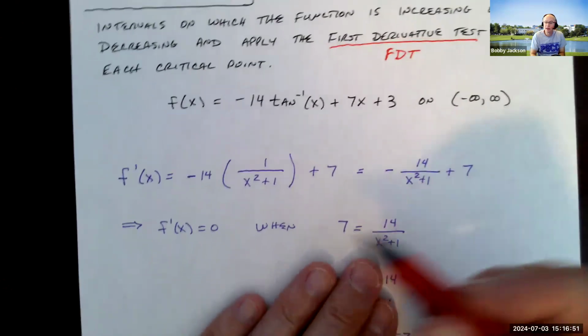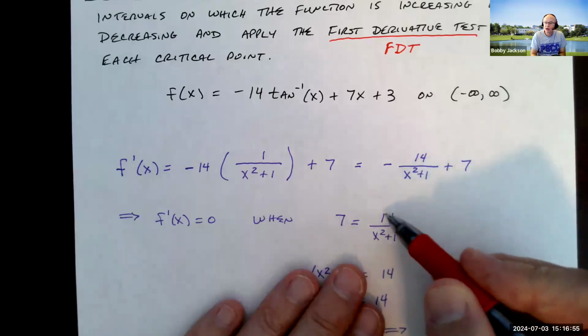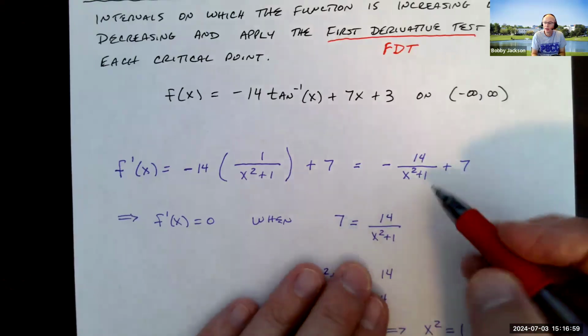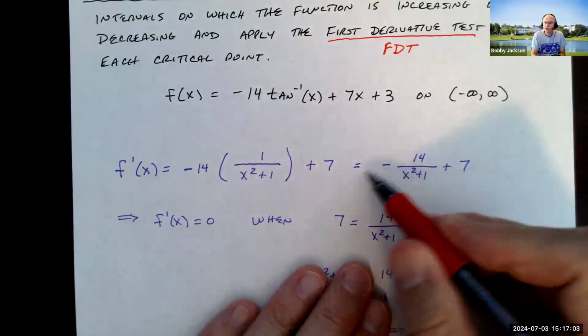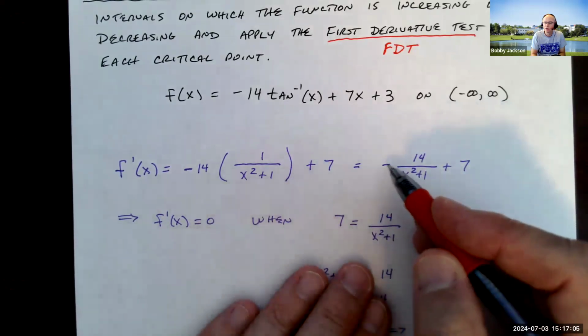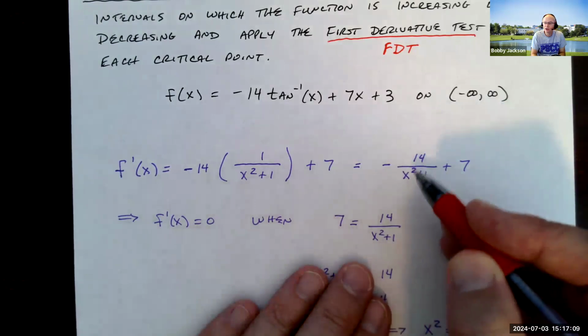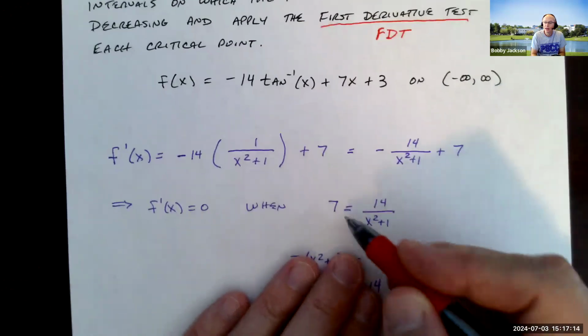And the way I'm going to say it's equal to 0, do you see it's equal to 0 when this fraction right here, 14 divided by x squared plus 1, is equal to 7? Do you see why that's true? If this fraction right here is 7, notice this negative, right? So it comes from the original derivative. This is negative, this fraction. That'll be -7, right? If this fraction is 7, -7 plus 7 is what? 0, right? So that's got to be true.